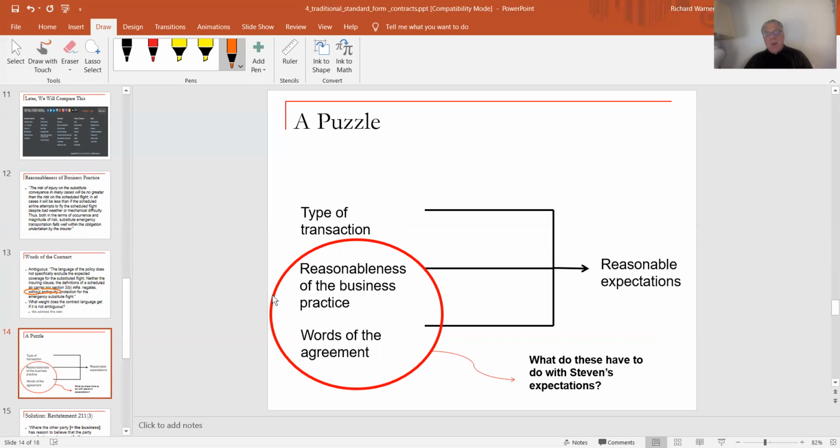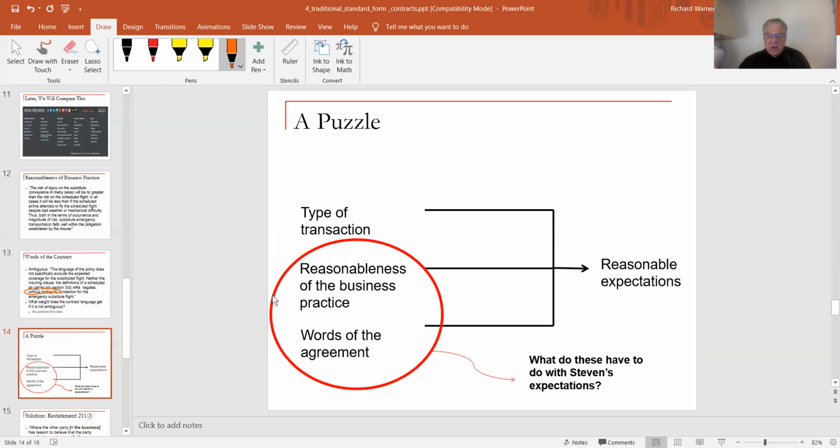Okay, that is the pattern, and I want to make sure that we get that pattern down because we're going to use it quite a few times when we look at online contracting, right? Because we take the model we're developing for traditional standard form contracting and apply it to modern online contracting. Okay, with that in place, there is a puzzle about how this three-part test is relevant to Stephen's actual expectations.